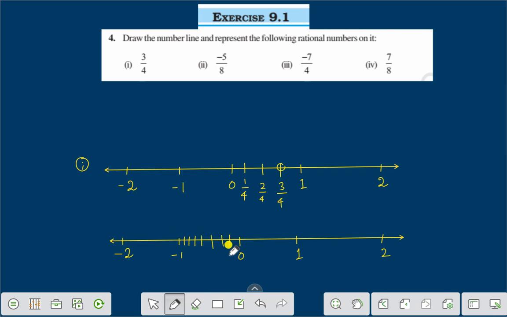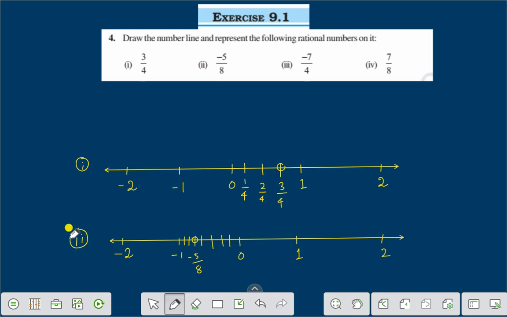Yes, right. This part is minus 1 by 8, minus 2 by 8, minus 3 by 8, minus 4 by 8, minus 5 by 8. That means this point is minus 5 by 8. This is question number 2.